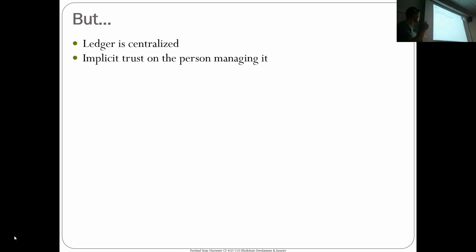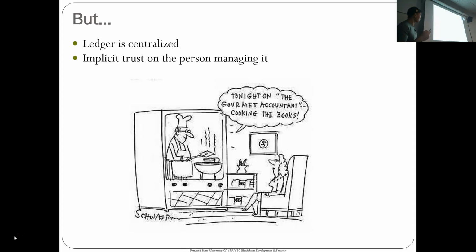There is implicit trust that the person managing the ledger is being truthful. So this is a funny cartoon that I like. If you think about it, there are many cases through the course of history where the books have been cooked. Are you all familiar with that term in financial accounting? The idea is that someone keeping track of the ledger can easily play games with the numbers and show a profit when in fact there's an enormous loss.